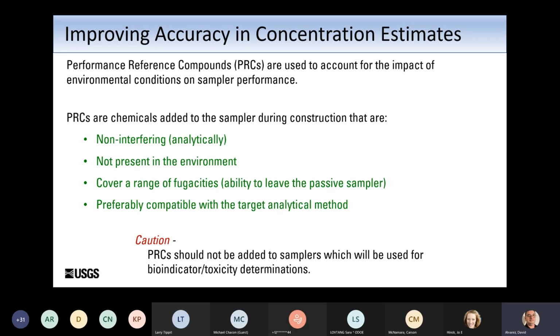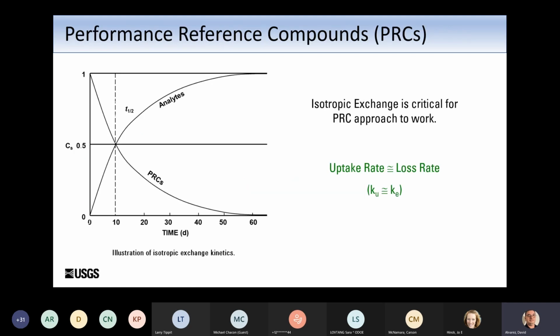Lastly, if you are going to use extracts from these passive samplers for some sort of bioassay or bioindicator test, you should not use PRCs. The reason why is any remaining PRC left in that sampler will get extracted and then exposed to the test, and the PRCs themselves may be toxic or bioactive. So you don't want to confound your results with that.